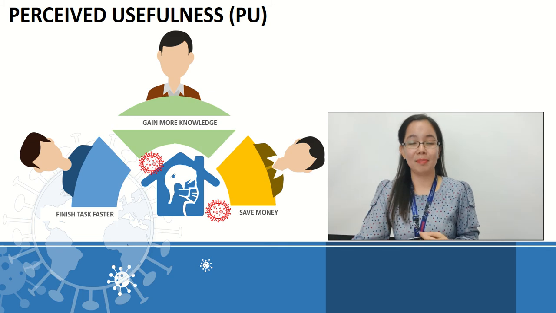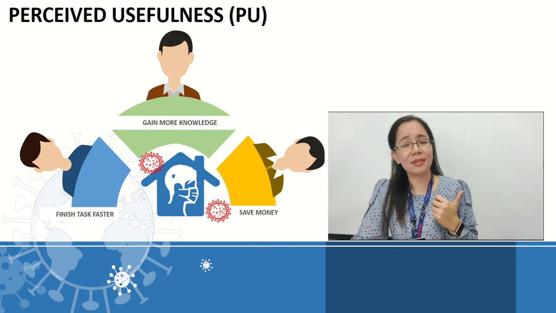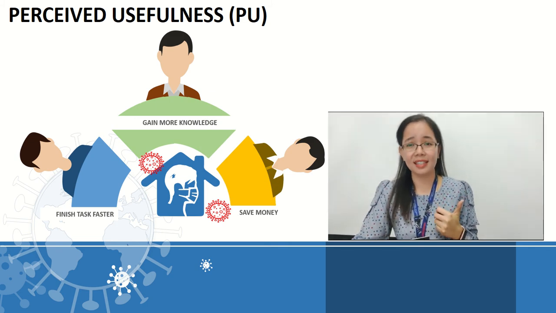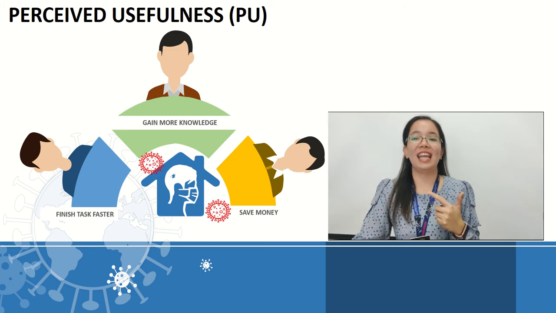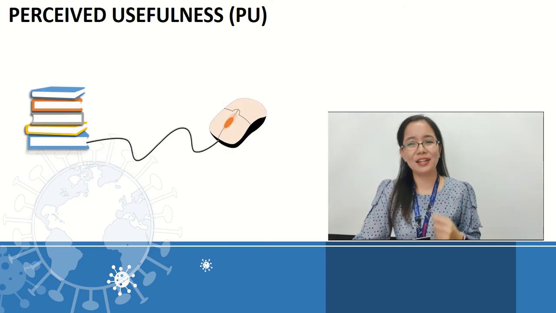Students give positive feedback, like e-learning enables them to finish their tasks faster. They gain more knowledge with the e-learning program because they can access it easily and quickly. Third, e-learning programs save their money. According to the students, e-learning allows them to access different types of information resources easily for their assignments.